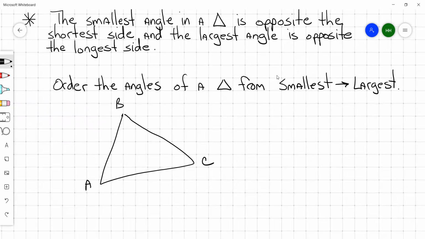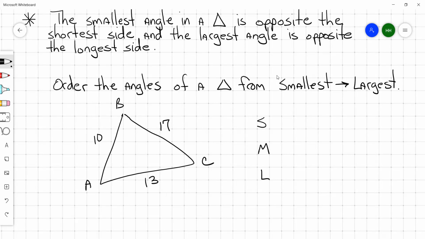And if you've got triangle ABC and you're asked to order the angles, but you're only given the side lengths, let's say you're given a 10, a 13, and a 17. Order the angles from smallest to largest. Well, you're going to have a small angle, a medium angle, and a large angle.